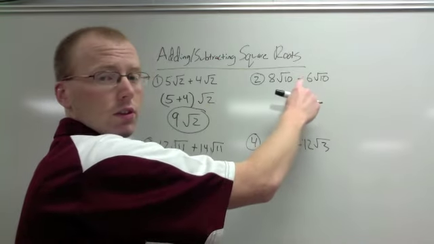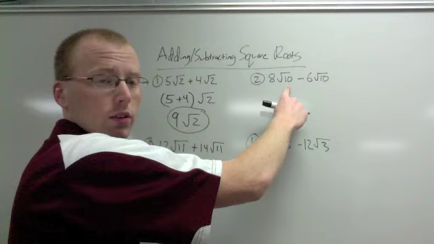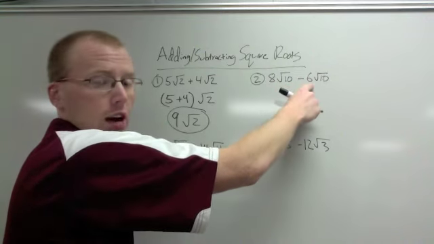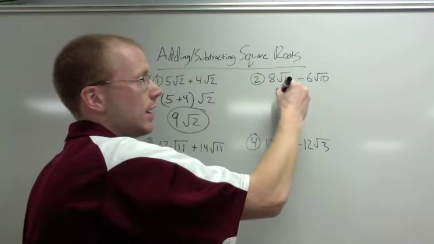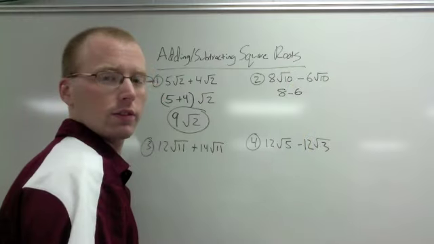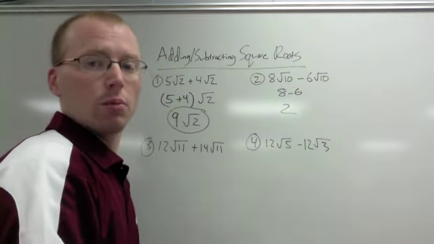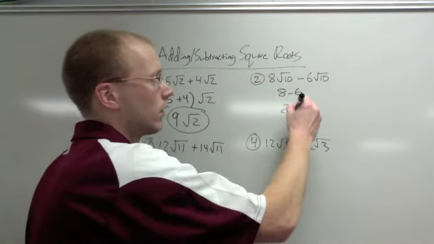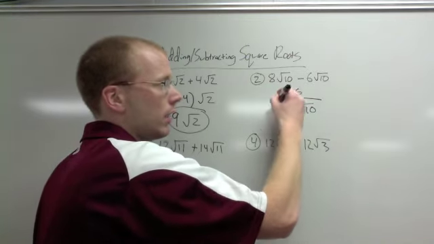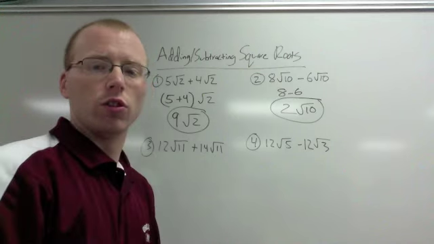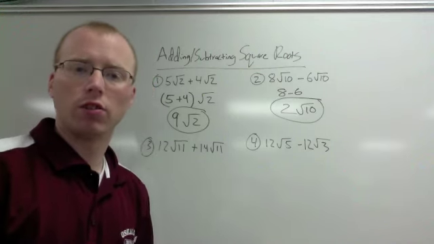So both of these are the square root of 10. So we can subtract these numbers out front. So we can take 8 minus 6, which gives us 2. And then since both numbers are the square root of 10, we add the square root of 10 on at the end. So 2 square root of 10 is the answer to number 2.